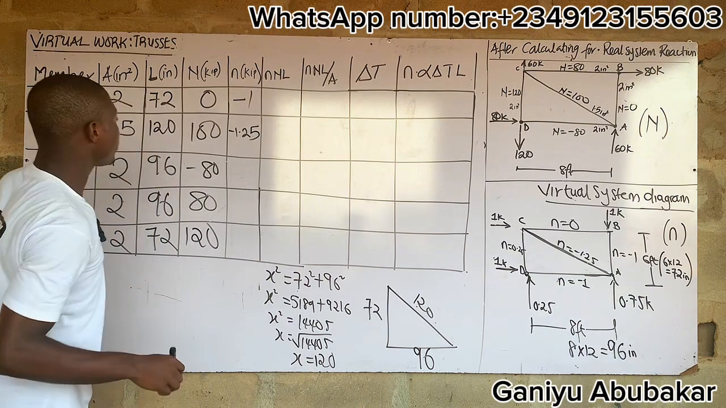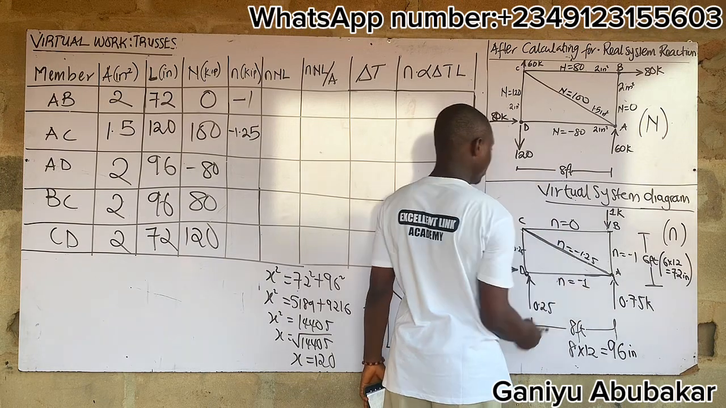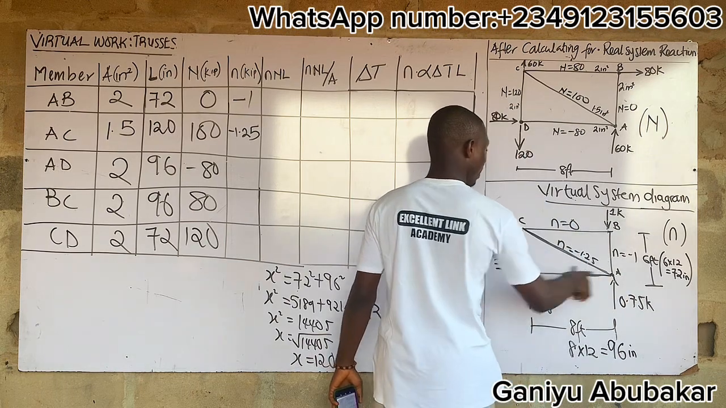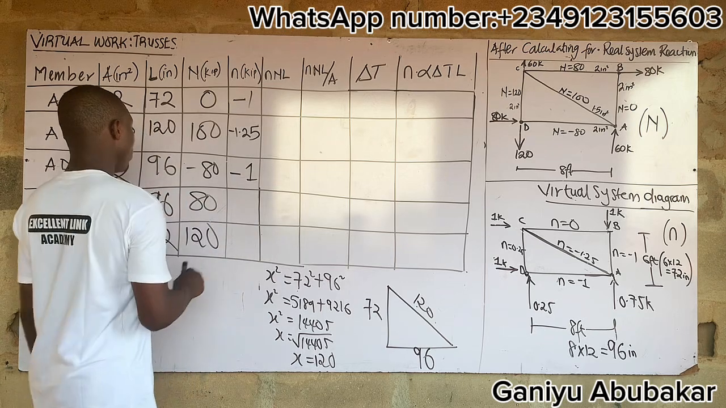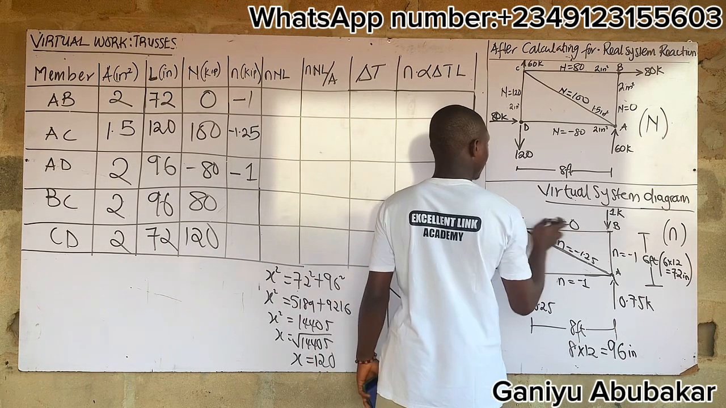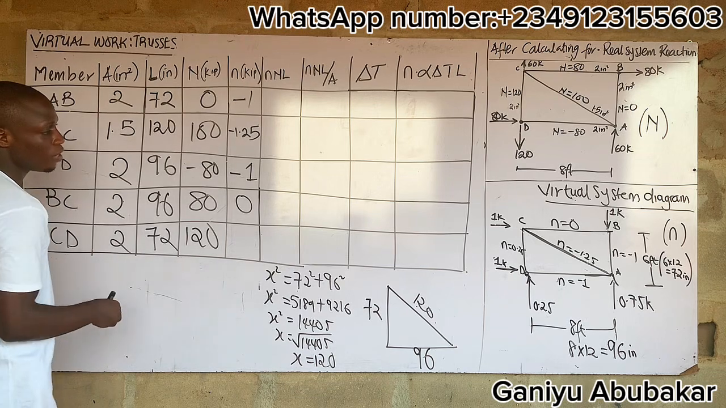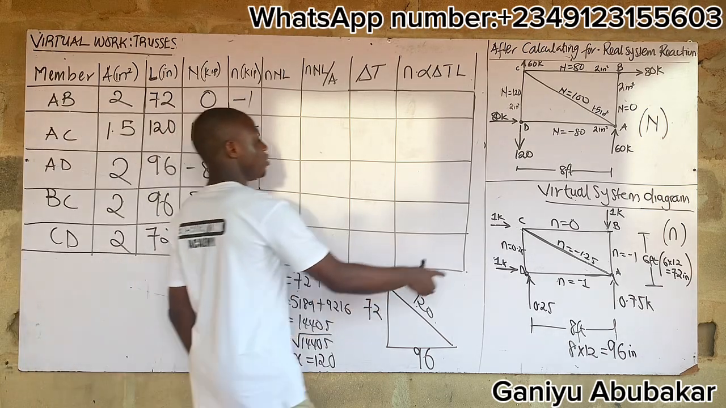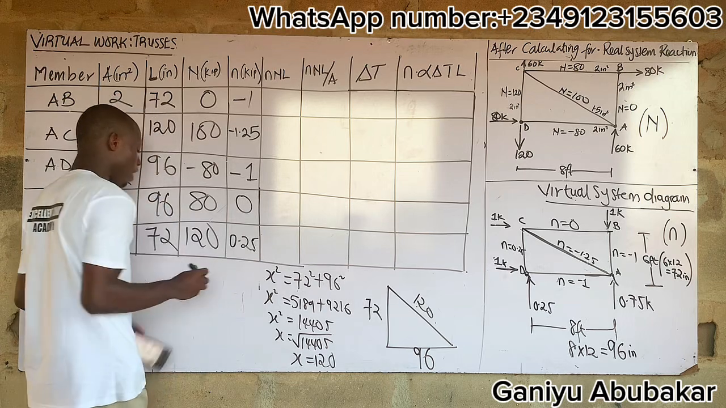I have this. What next? AD. Where's your AD? Yes, AD. Small n is what? Minus 1. Here is minus 1. What next? BC. Where's your BC? N is 0. There is 0. What's CD? CD, that's 0.25. So I have this stuff there.